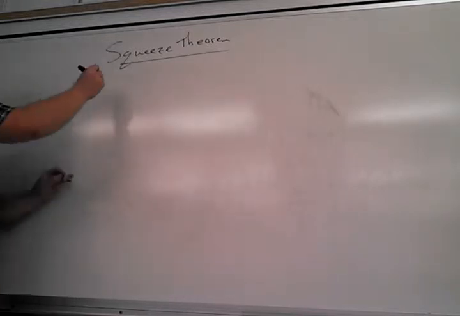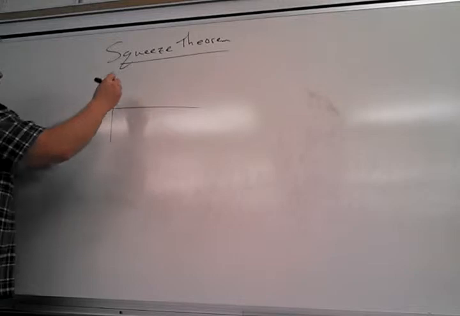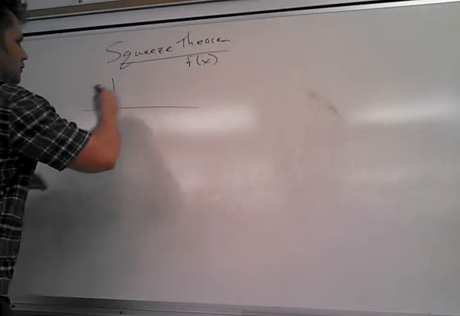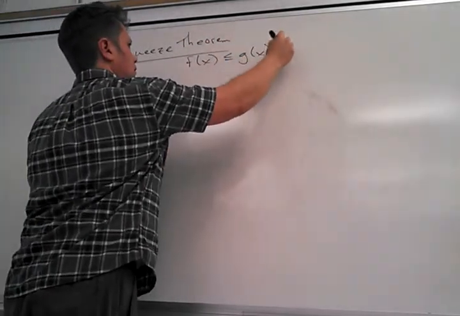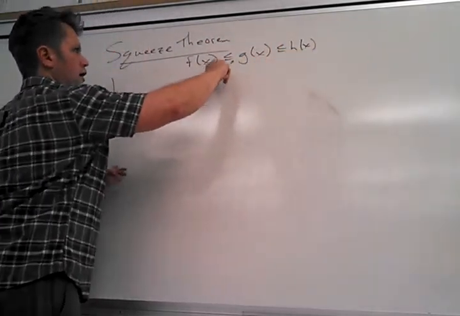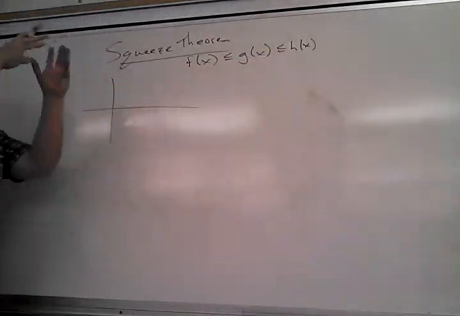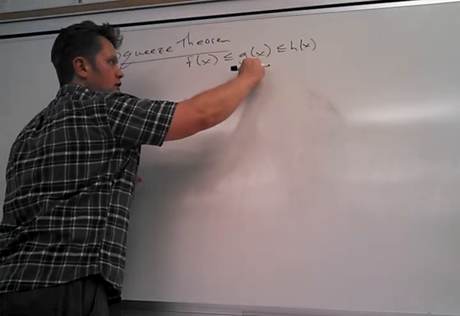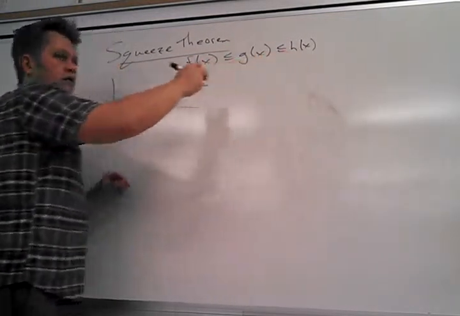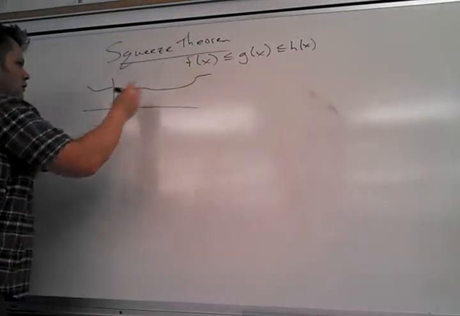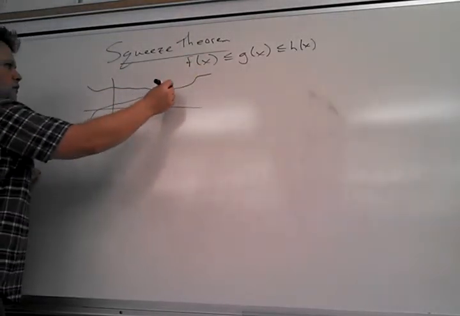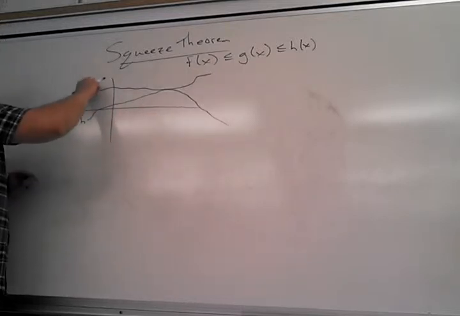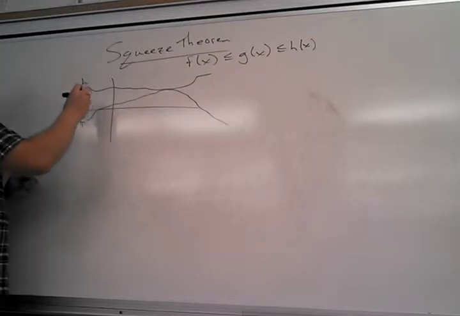The idea is, if I had some function f of x, and let me see, which way did they set it up? Okay, I just want to make it the same as the book. It's always smaller than g and h, or at least possibly equal to them both in some cases. So basically what it says is, if I have a function that's always in between 2 other functions, so here's my f function, here's my h function, and then here's my g function.